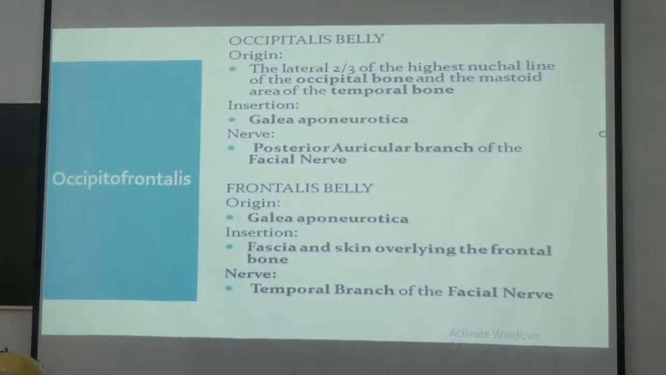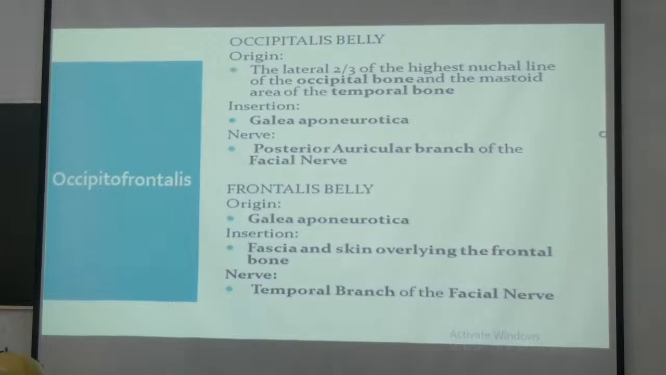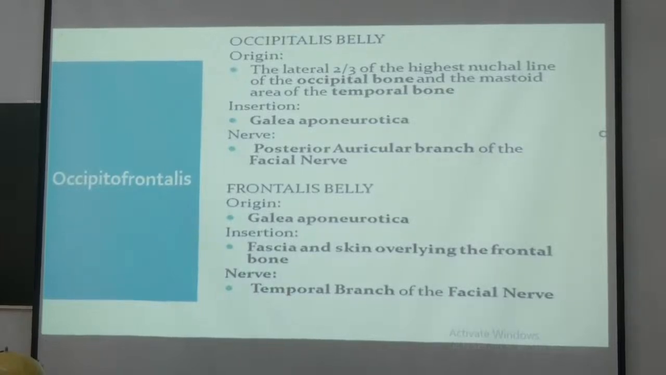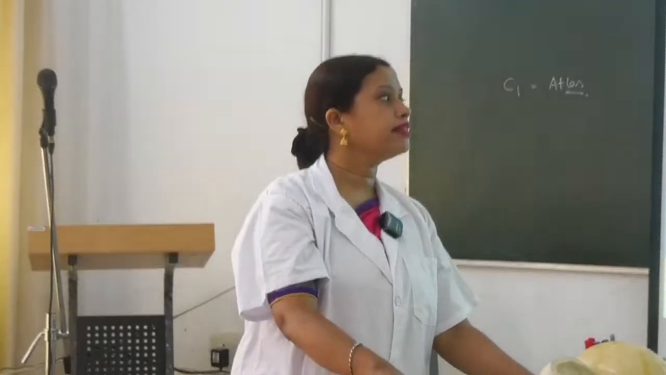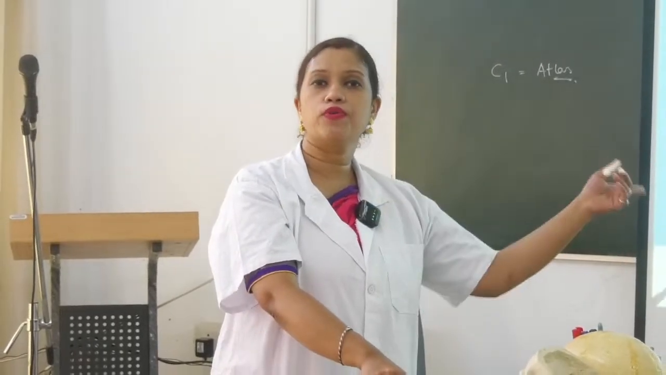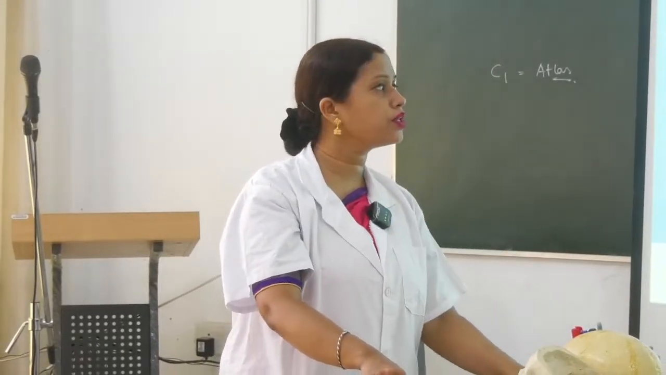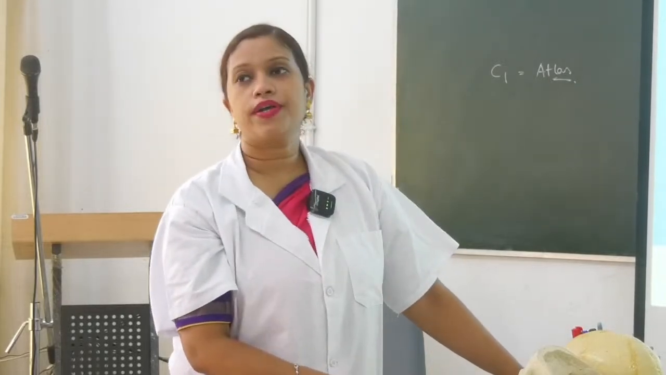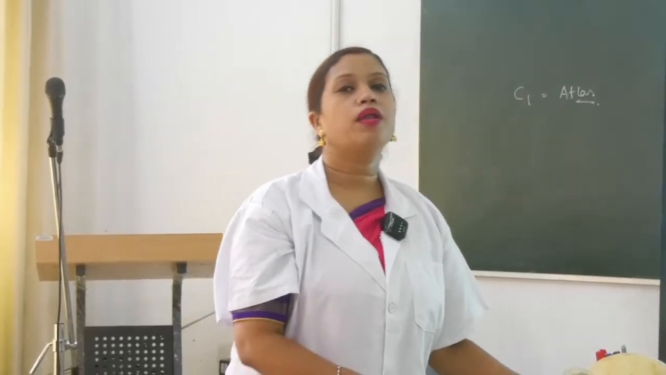It is just an aponeurosis. The nerve supply is important, but note that the two bellies have different nerve supplies. Write down: the occipital belly is supplied by the posterior auricular branch of the facial nerve. For the frontal belly, the origin is galea aponeurotica, just opposite. Insertion is into the fossa and skin overlying the frontal bone, and the nerve supply is the temporal branch of the facial nerve.